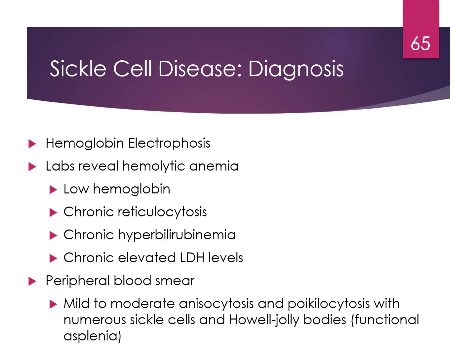How is sickle cell anemia diagnosed? You can see here they do a hemoglobin electrophoresis and a peripheral blood smear. And when they do the peripheral blood smear, what will be seen is mild to moderate anisocytosis and poikilocytosis. And we'll see numerous sickle cells, and Howell-Jolly bodies will be present.